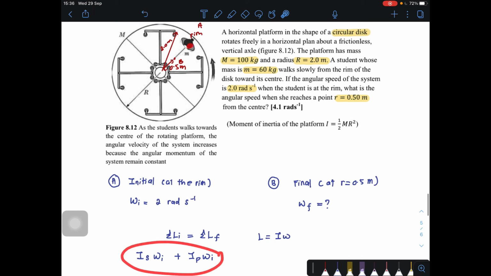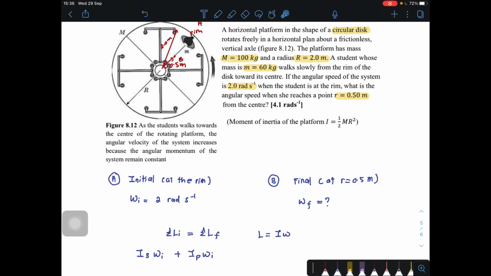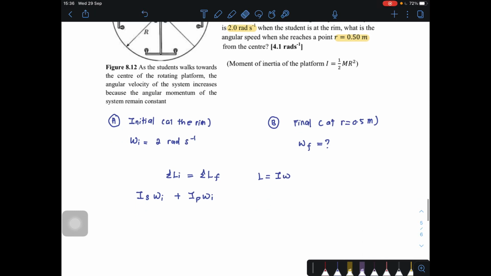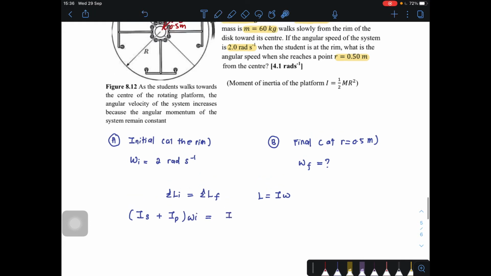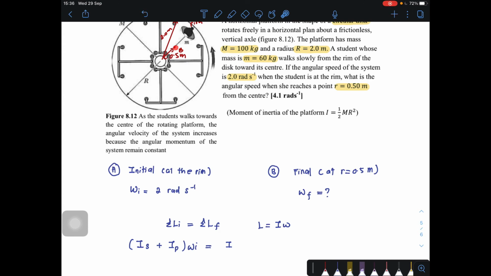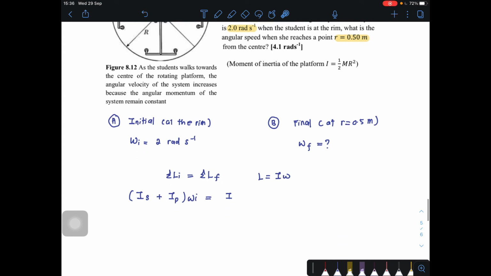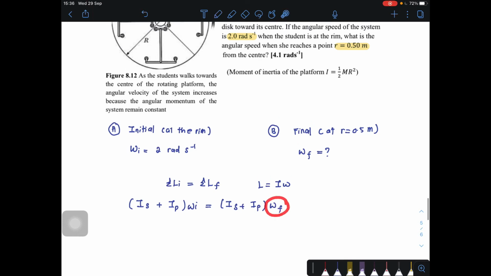Okay, dekat sini angular momentum sebenarnya adalah sama. Okay, apabila dia berada dekat platform ni, dia akan rotate kan. So, student dan platform akan rotate dengan angular speed yang sama. So, kalau angular speed yang sama, kita boleh buat macam ni lah. I_P initial, and then dekat point ni juga sama. Apabila dia berada dekat sini, platform dan student akan bergerak dengan angular speed yang sama. So, like this.